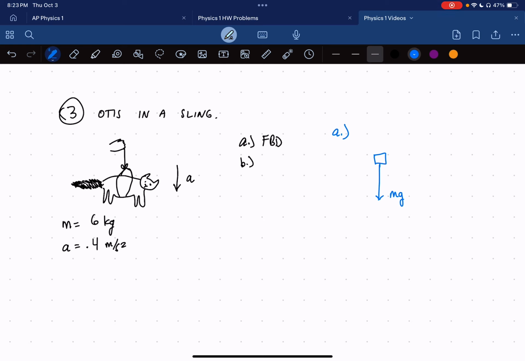Now, I forgot to ask you to think about which way is the tension force pushing on Otis? And, well, I kind of gave it away. It's pulling up. You can only pull with ropes or strings. You cannot push with them. So the hand here cannot push downward on Otis with the string, it can only pull up. And so we will label this as Ft for the tension. And so our question for part B is, what is the tension?